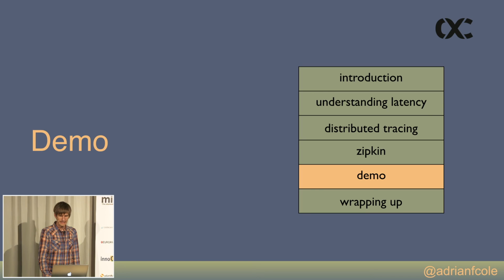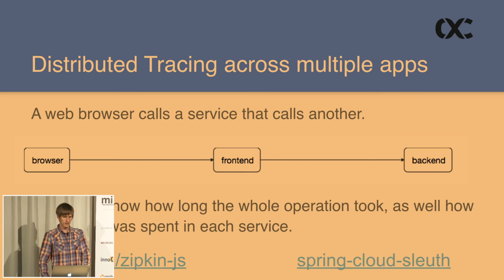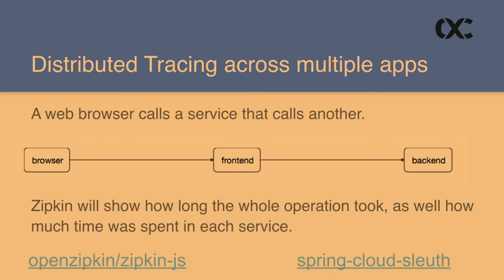So demo time. We're going to use a very sophisticated architecture of a browser calling an app that calls another app. And this hopefully should drive home a little bit of how tracing works and something that you can do. This will use two different libraries. Of course, I could use many of them. There's Zipkin instrumentation for Python, Ruby, everything. But I'll use JavaScript and Java.